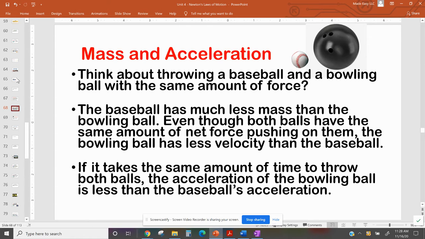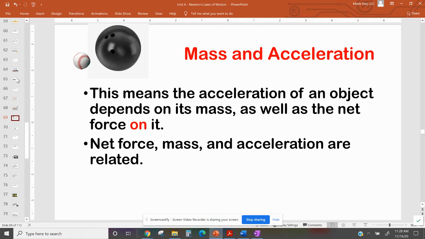Makes a lot of sense. If you were going to throw a baseball as hard as you can, it's going to go much faster and it's going to accelerate at a higher rate than if you were throwing a bowling ball. Okay, this means the acceleration of an object depends on its mass as well as the net force on it. Net force, mass, and acceleration are related.